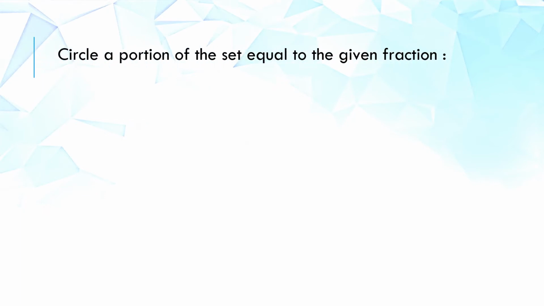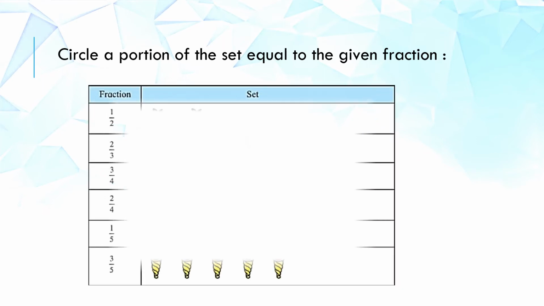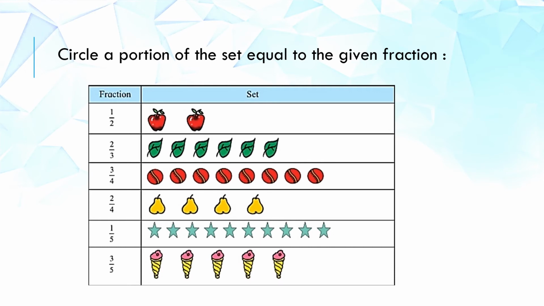Students, now we will solve one exercise. Circle a portion of the set equal to the given fraction. So here is a table. In one column, fractions are given and we have to circle these objects according to the given fraction. We have to make the set of these objects and circle according to the given fraction.